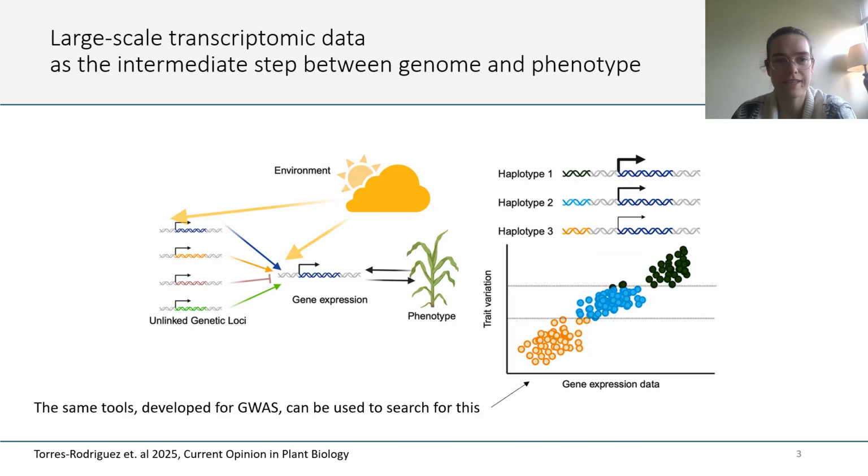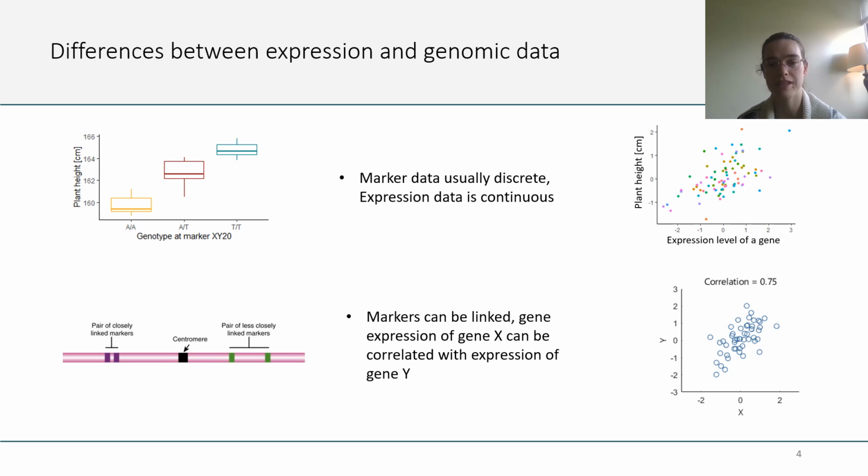More recently, we also got large-scale transcriptomic data as the intermediate step between the genome and the phenotype. However, gene expression is not only influenced by various genetic loci, but also by the environment. So what we get is continuous data, but in this data we could also observe gene expression that is correlated with a trait variation. To find associations between expression data and the phenotype, people are sometimes using the same tools that we use for the GWAS analysis.